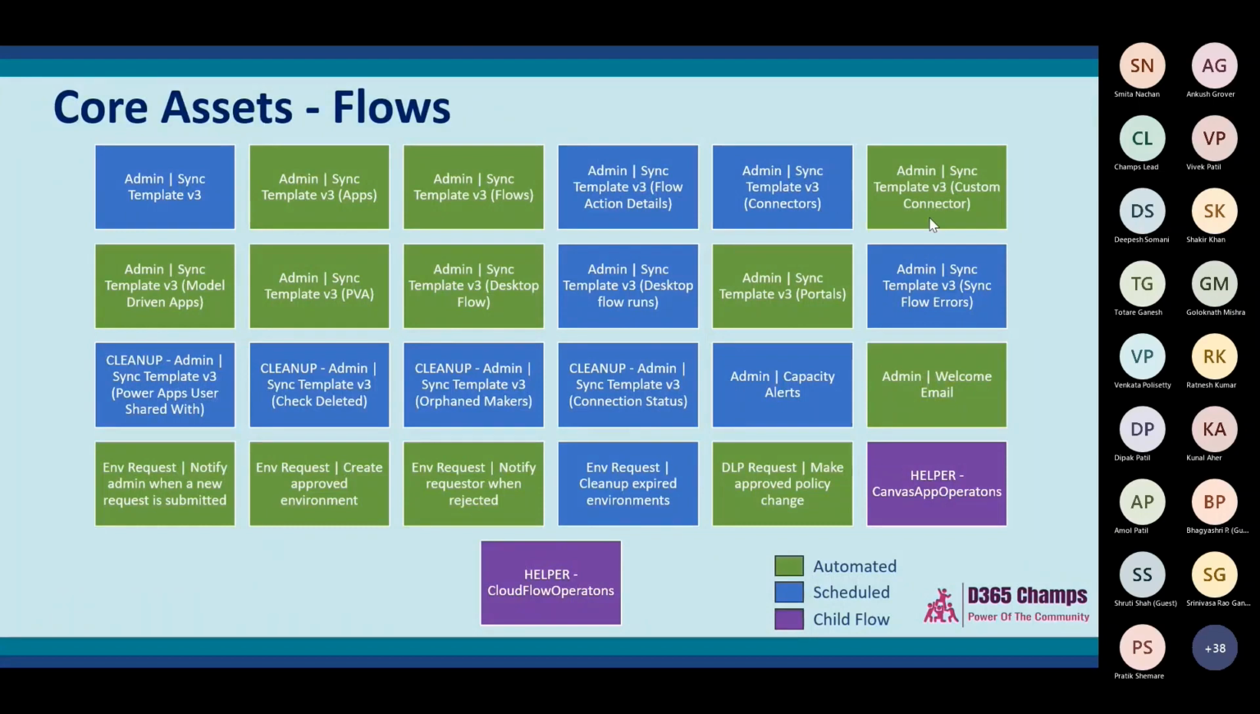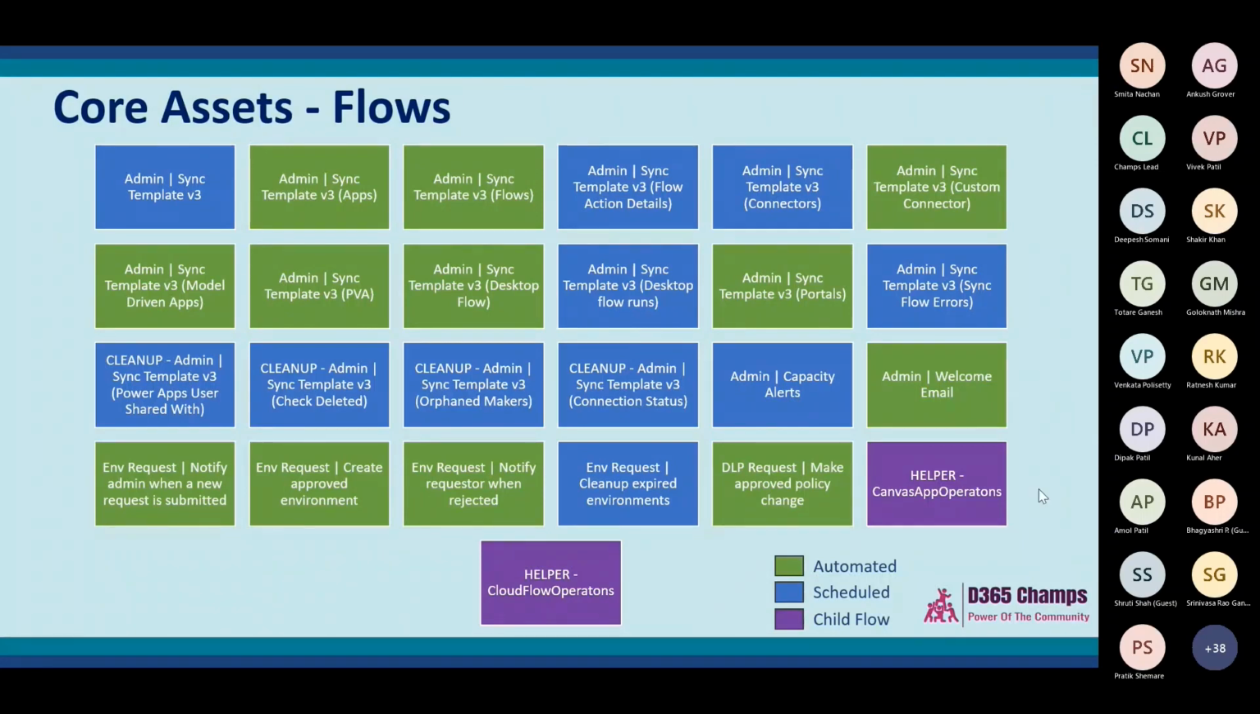And then it will run at a regular interval, and each of the flows will get the information about all of the apps, flows, custom connectors, model driven apps, Power Virtual Agent, desktop flows, and portals, and other things into those tables. And then we do have certain scheduled flows which will just act for the admin part of it, so that we can have certain kind of cleanup as well as certain kind of admin capacity or alerts part of those going on.